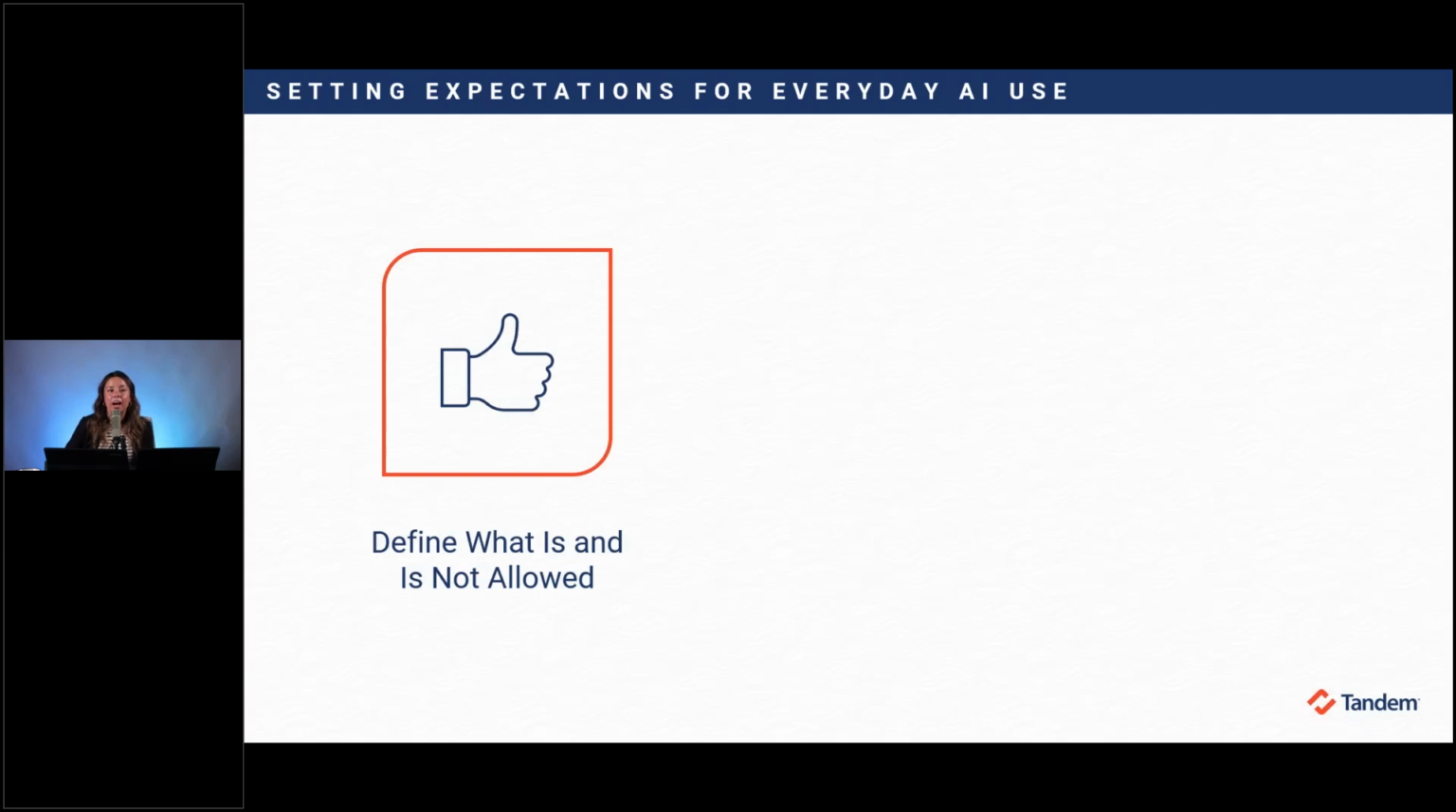Even the most well-written policy won't help if your employees don't know what's expected of them. That's where your acceptable use policy comes in. It's one of the most direct ways to communicate how employees should and shouldn't use AI tools in their daily work. First, you'll want to define what's allowed and what's not.